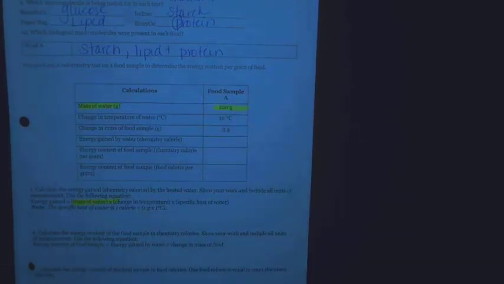Going down the list, Benedict's, this light blue color, that's a negative. If it was positive, it'd be orange. Iodine, this is positive, blue-black. Paper bag, transparent, translucent. That's going to be a positive. Over here, purple. Remember, purple means protein. This food has starch, lipid, and protein present.